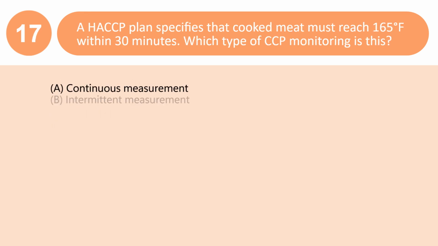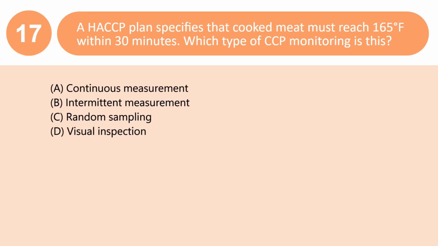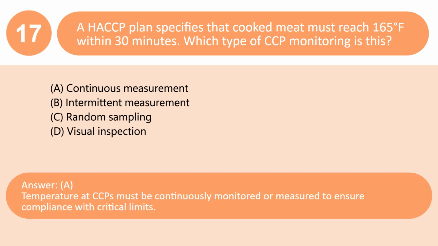A HACCP plan specifies that cooked meat must reach 165 degrees Fahrenheit within 30 minutes. Which type of CCP monitoring is this? A. Continuous measurement. B. Intermittent measurement. C. Random sampling. D. Visual inspection. Answer A. Temperature at CCPs must be continuously monitored or measured to ensure compliance with critical limits.